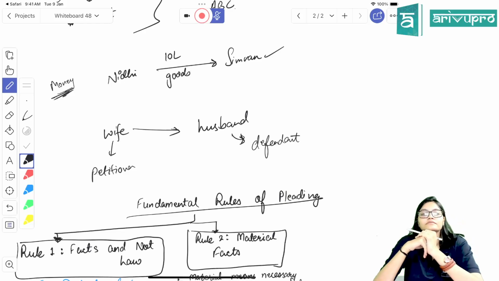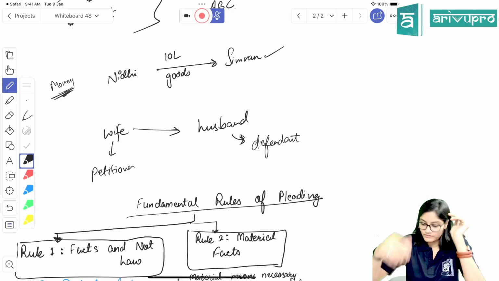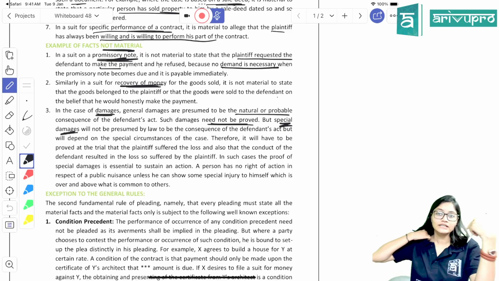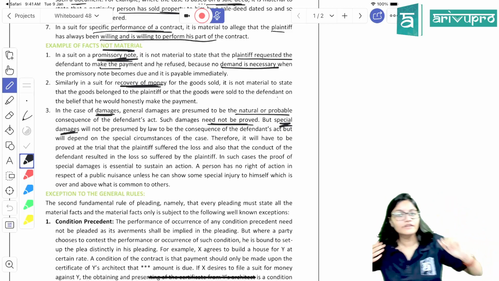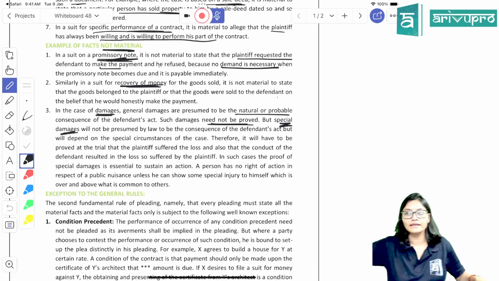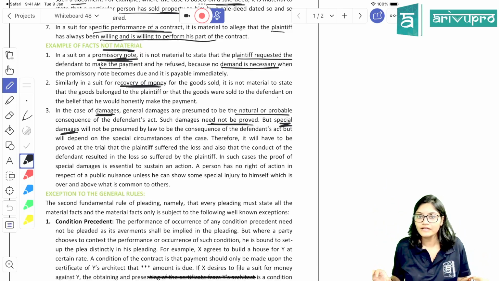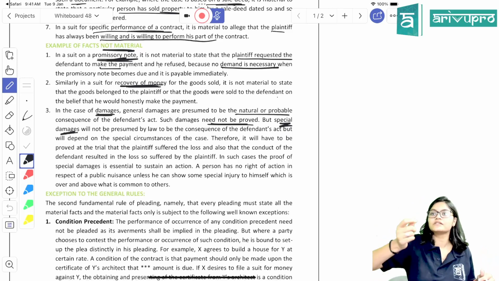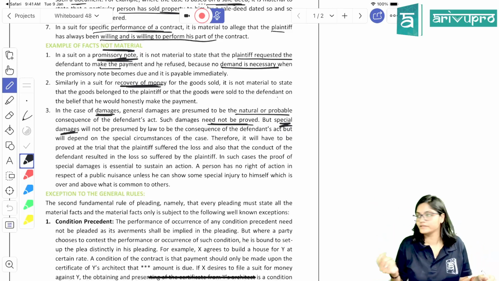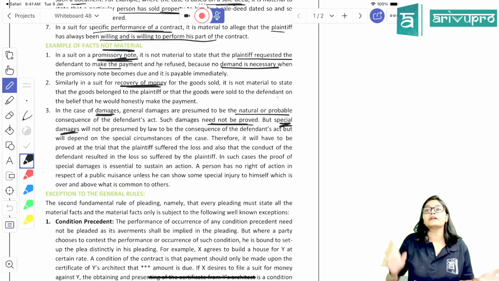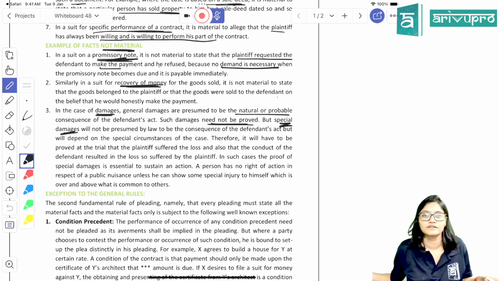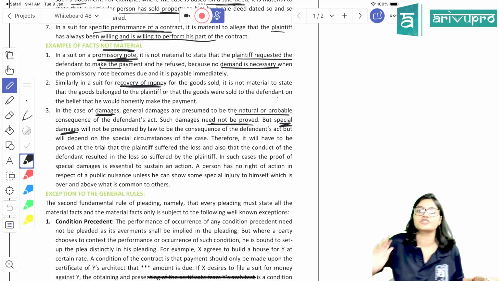For example, if you remember, we have seen an example of a tailor also. The tailor sent the goods to the railway to deliver them on time because of some festival, right? So whatever loss the tailor faced because the goods were not transported, that is general damage. But because of that, the tailor did not receive any more orders. That is special damage. So special damages you need to mention.